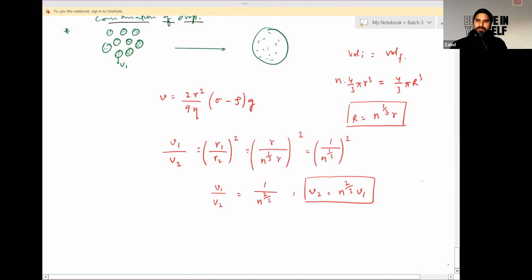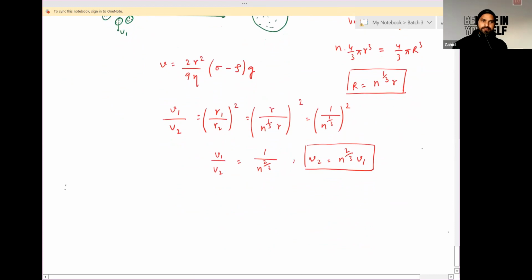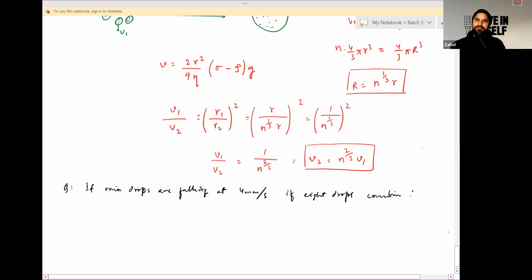Now let me give you a question related to this part. If raindrops are falling at 4 mm per second, if 8 drops combine to form a single drop, find its terminal velocity. Just use the above expression.